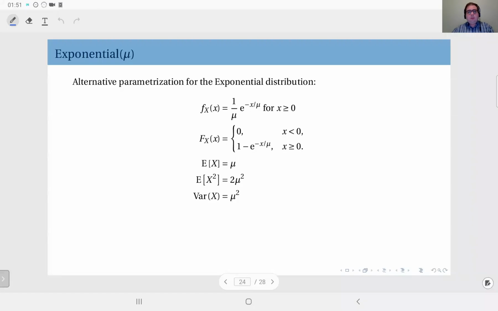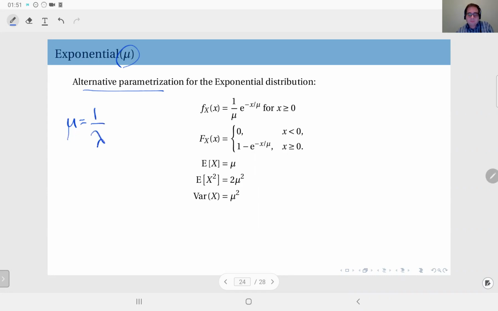Okay, finally, about exponential distribution, here I'm going to give you an alternative parametrization. So the distribution is still the same, but the representation of it is a little bit different. Here, the parameter is usually denoted with a mu. And you see, essentially what we have is mu equal to 1 over lambda.